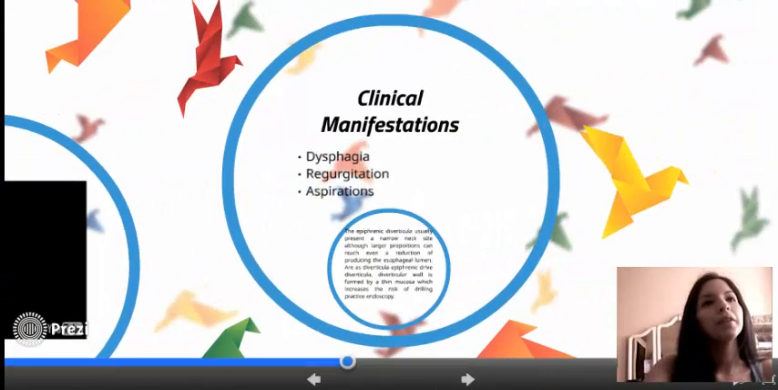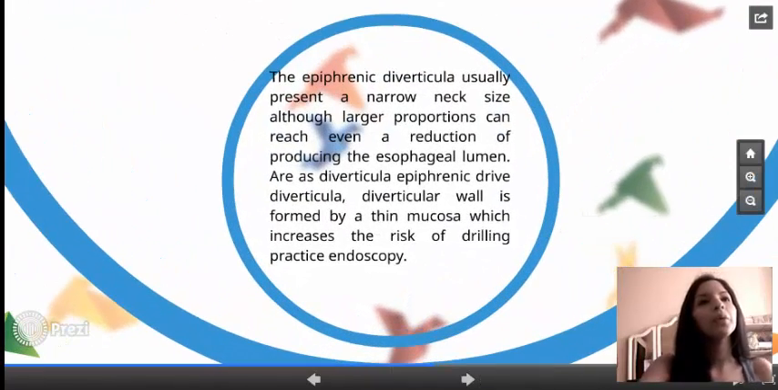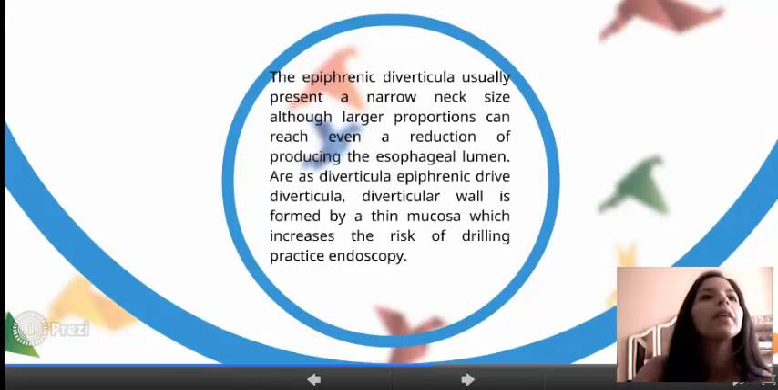Clinical manifestations: dysphagia, regurgitation, aspiration. Epiphrenic diverticula usually present with a narrow neck size, although a large proportion can be achieved, even producing a reduction of the esophageal lumen. The diverticular wall is formed only by mucosa, which increases the risk of perforation during endoscopy.